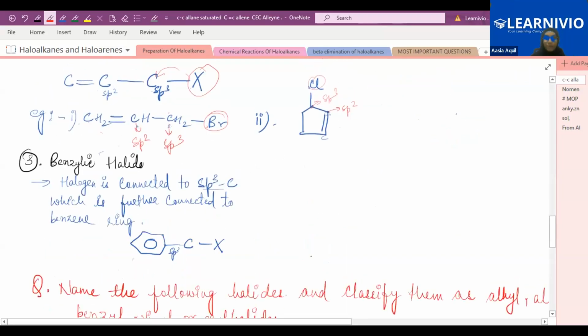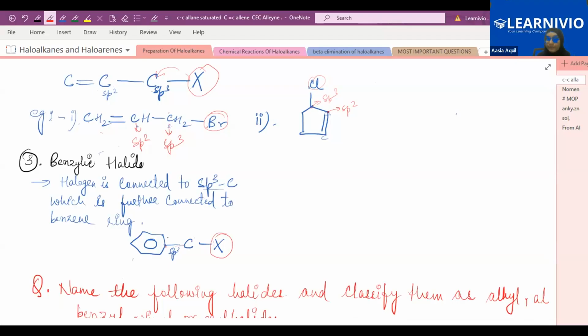Third one, benzylic type of halide. Because of the word benzylic, it will relate to benzene. That's why the word benzylic is used. In this type of halide, the halogen is first connected to an sp3 hybridized carbon, and this sp3 hybridized carbon is directly attached to the carbon of the benzene ring. So this is your benzylic halide.